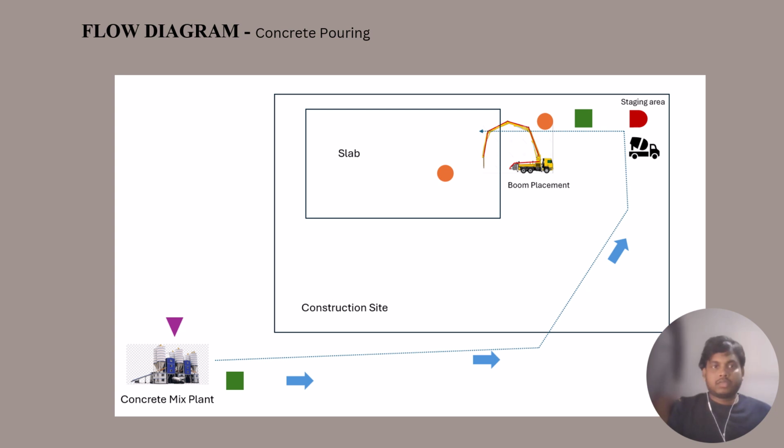The second one is the flow diagram. This flow diagram illustrates the path of concrete from production to placement. The process begins at the ready-mix concrete plant, followed by an initial inspection, transportation to the site, and queuing in the staging area. The concrete is then placed using a boom pump, after which it undergoes spreading and compaction and finishing.